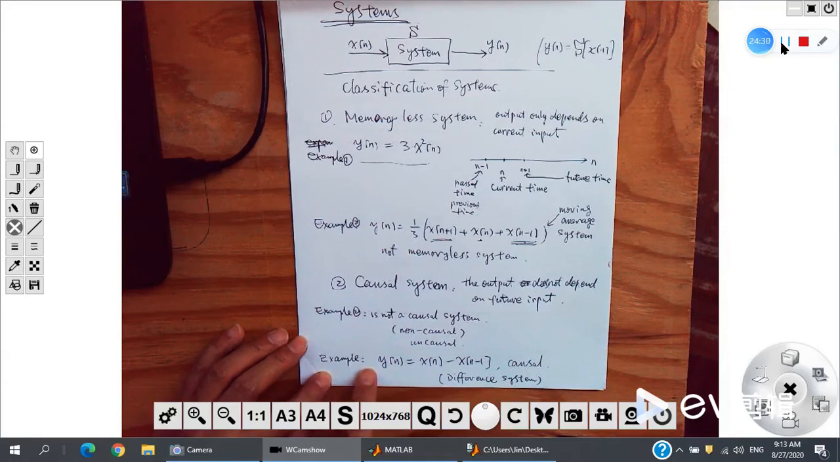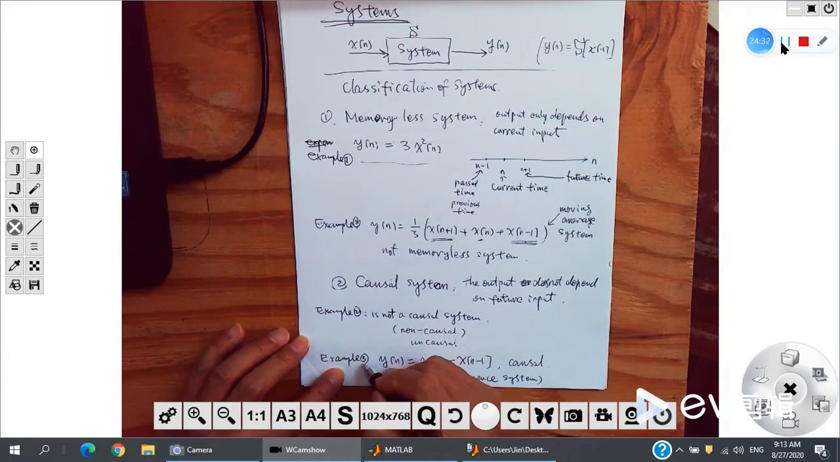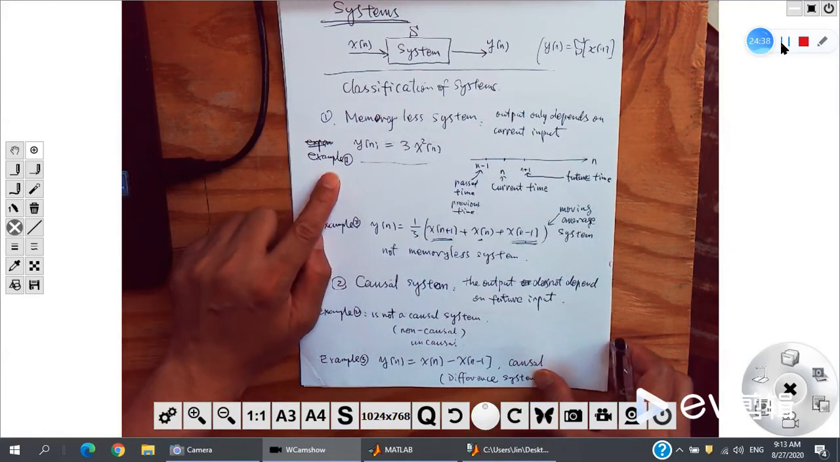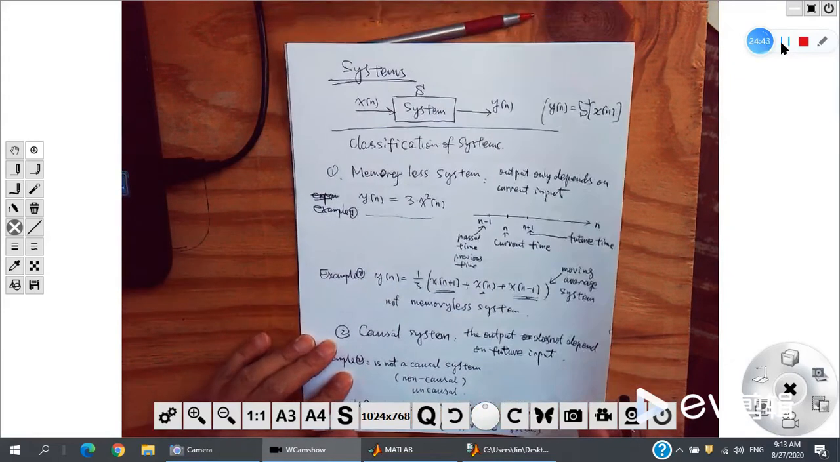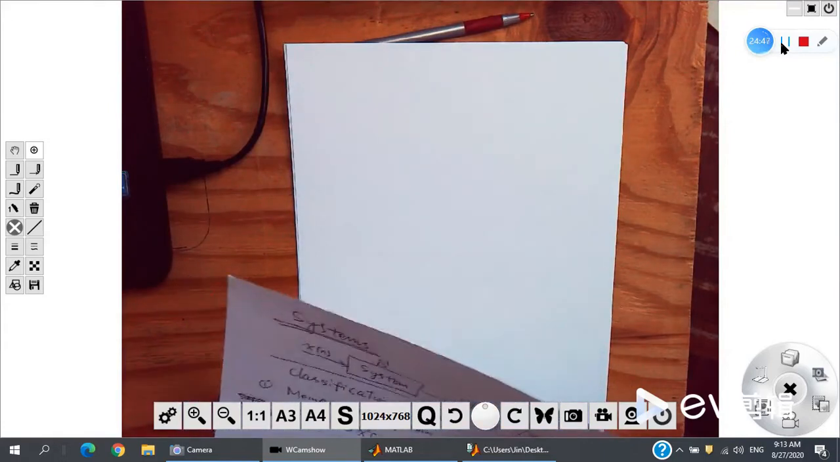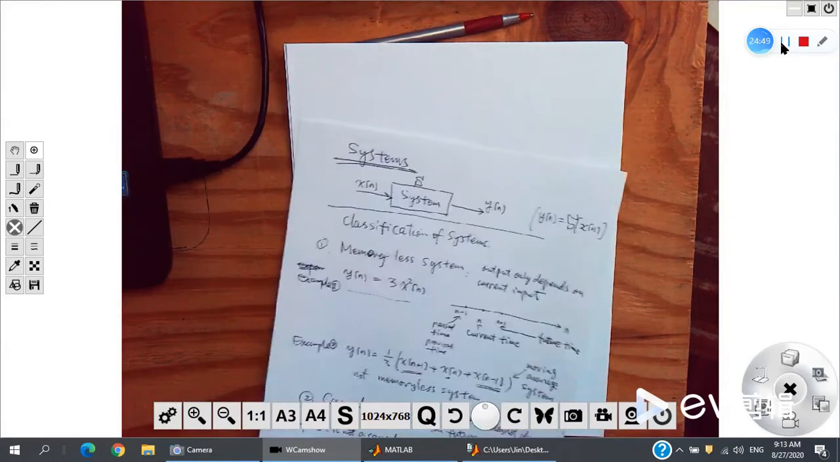This is causal. Example 3 is causal. Example 2 is not causal. The first one actually is also causal, just depending on the current input. Okay, we have memoryless system.